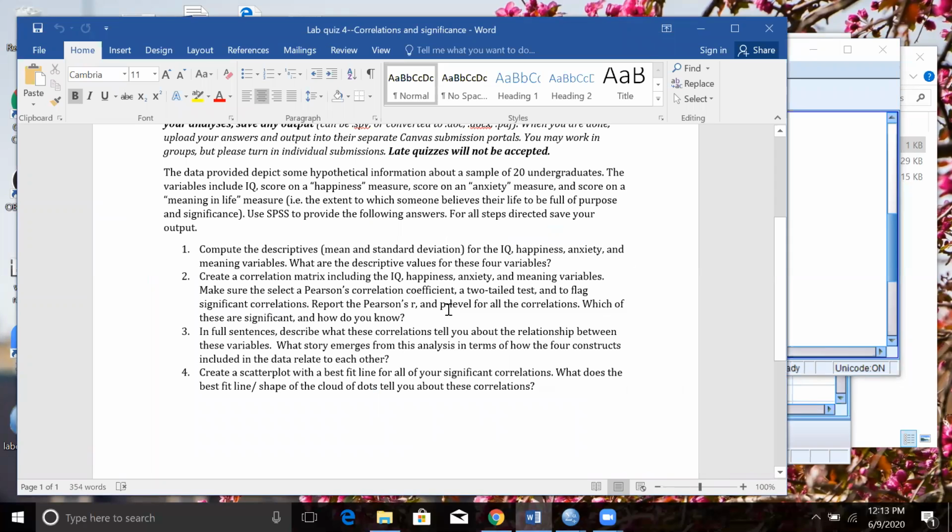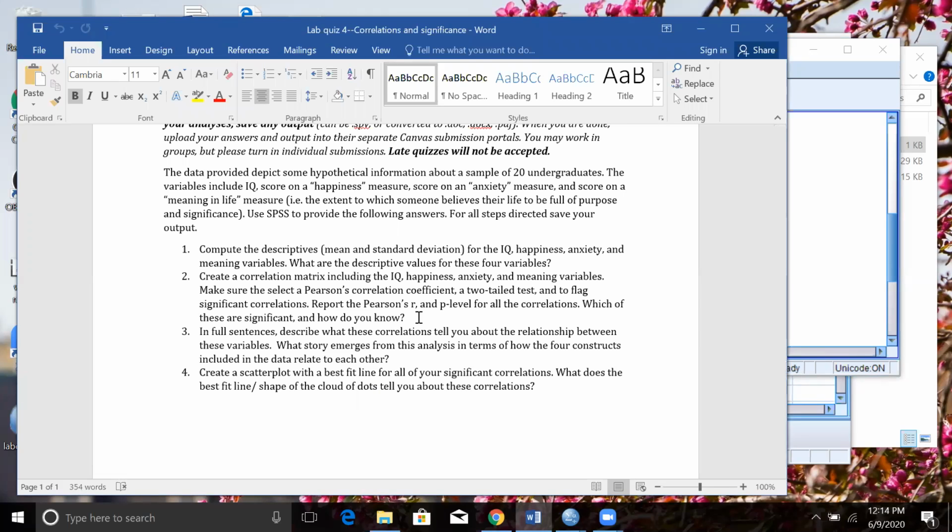Right, so you've got your R values, you've got your P values, and you know how to find which ones are significant. So report the R and P for all of those correlations, indicate which ones were significant, and when indicating how you know, it was less than P equals 0.05, or there was an asterisk next to it. Either of those were the tell.